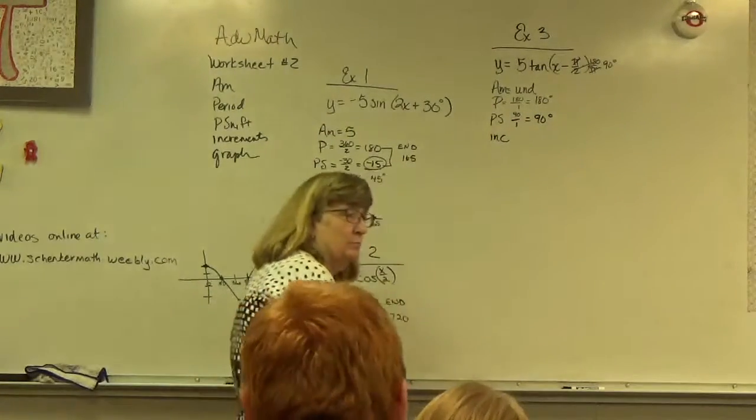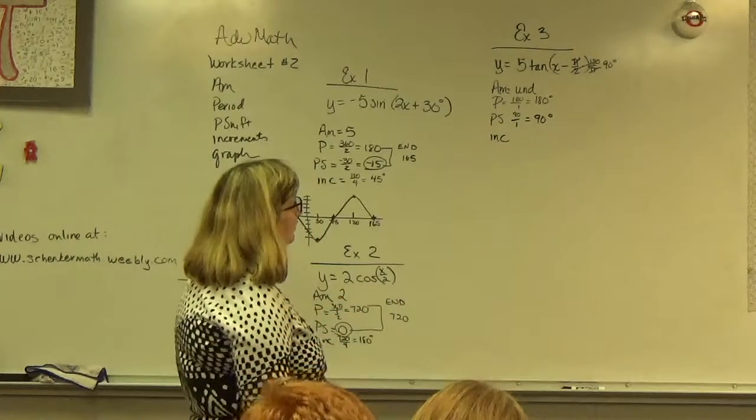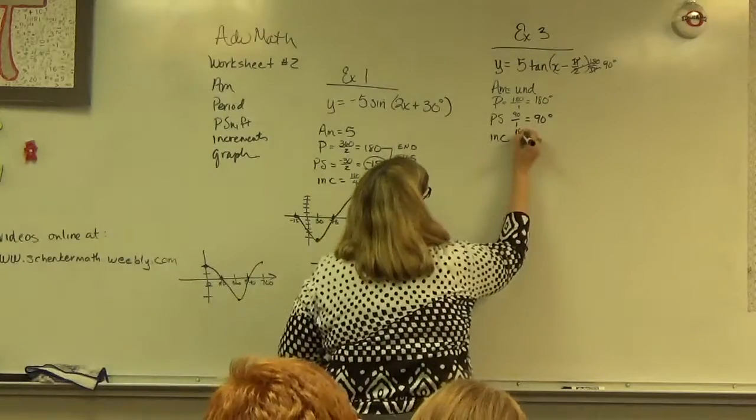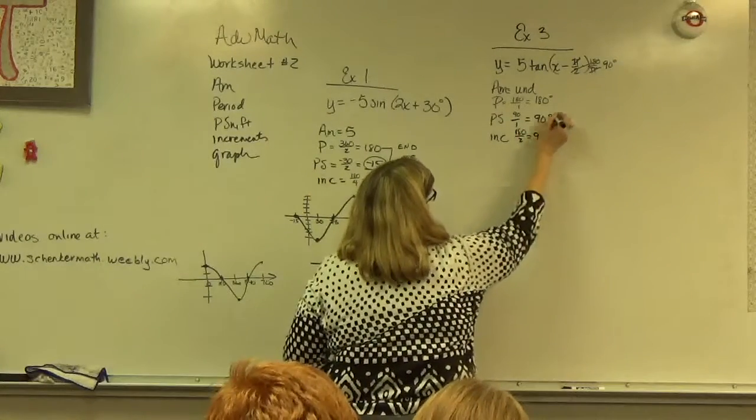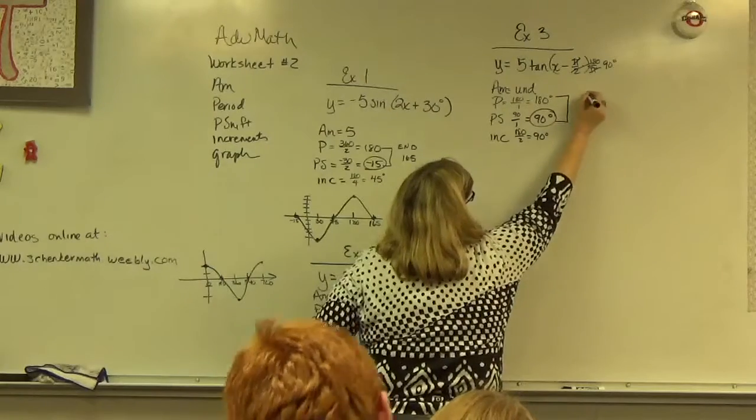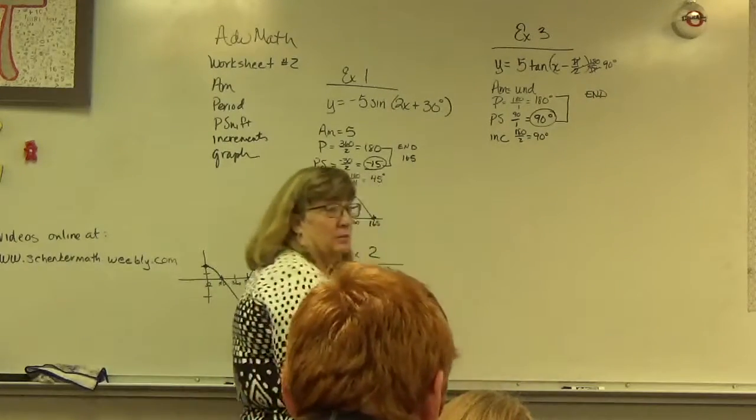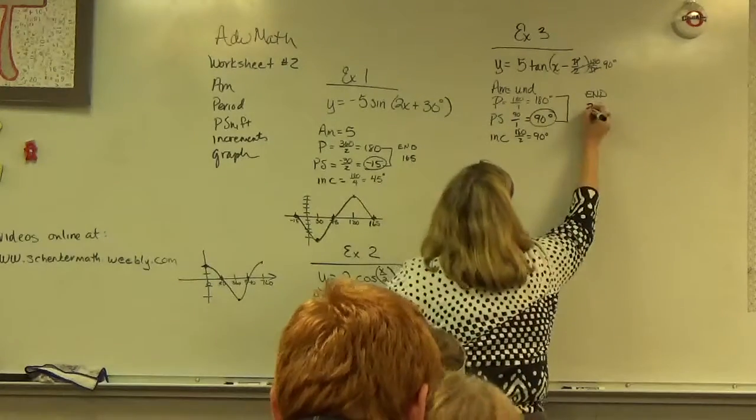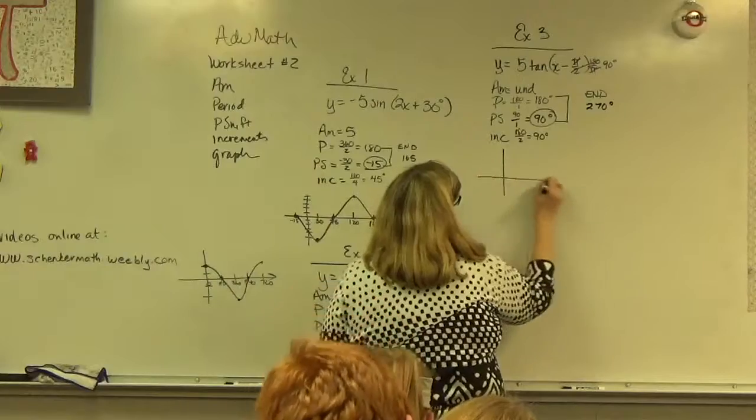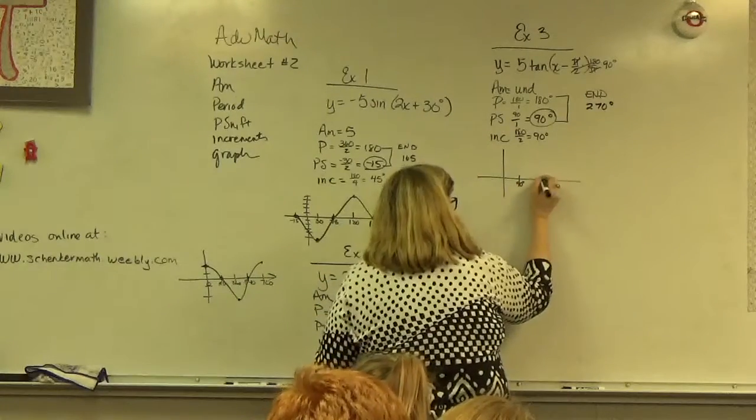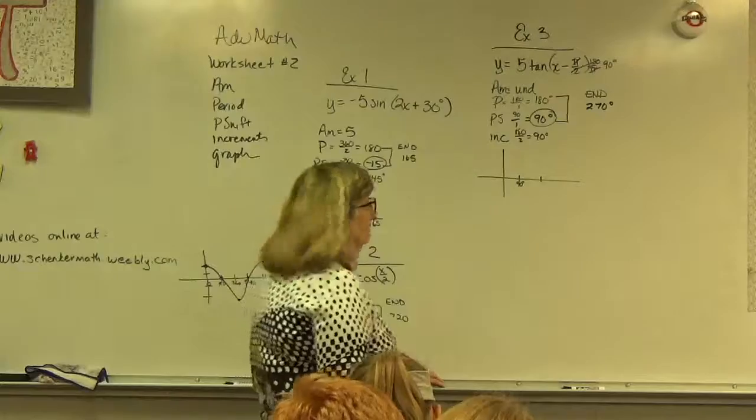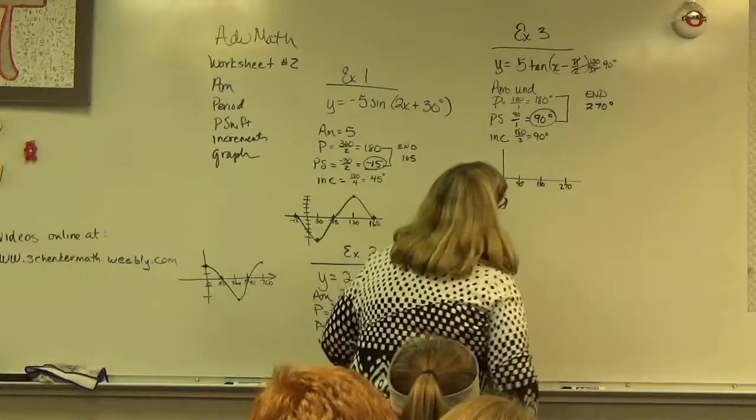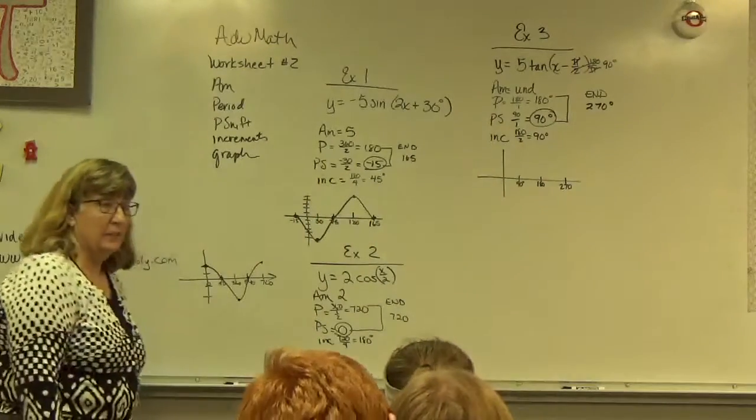Increments, what would they be, Mason? They would be 180 divided by 2, which is? 90. Okay, so here's where we're starting. Where will we end, Delaney? 270. Good. And so you're going to start us at 90, and adding increments of 90, what would be next? 180. And then what would be next? 270. Good.